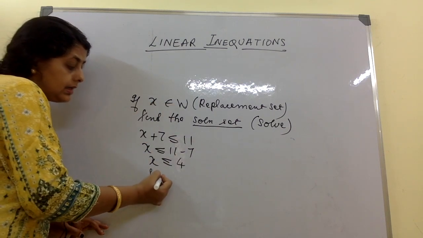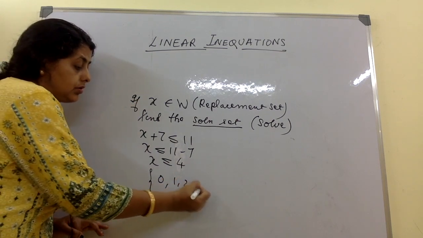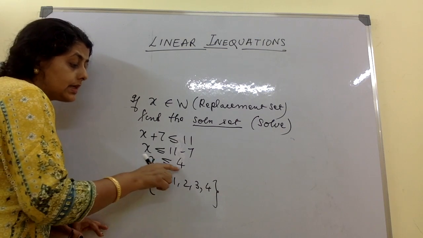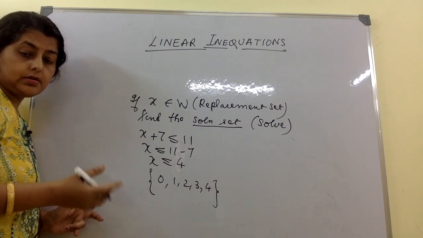So it can take 0. Now the replacement set is whole numbers: 1, 2, 3 and 4. We have to include 4 also because it is less than or equal to 4. Okay. Now let me take the same replacement set.